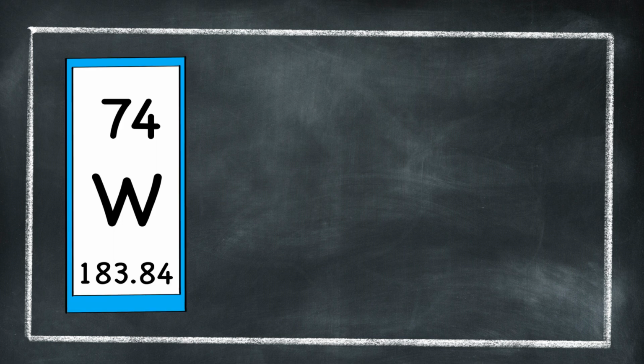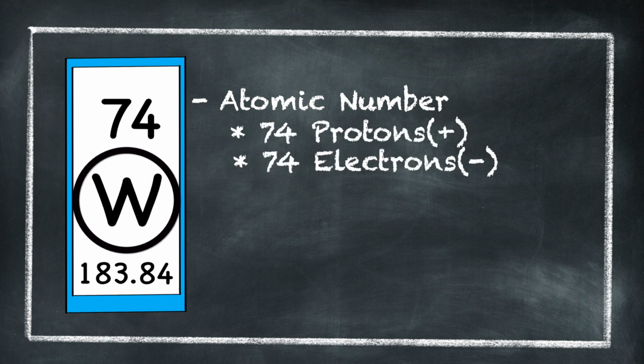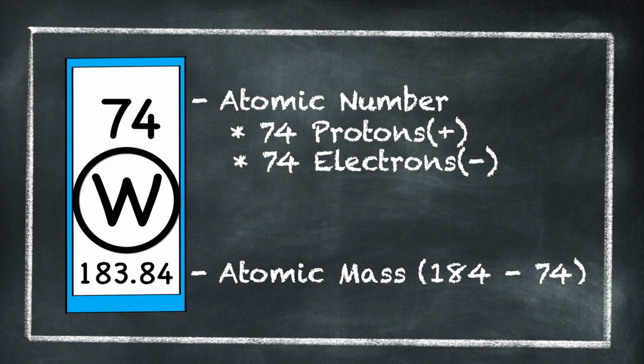Let's do tungsten. Tungsten's chemical symbol is W. It's number 74 on your periodic table, so the atomic number is 74. That means it has 74 protons. We're going to assume tungsten's neutral at this point, so it also has 74 electrons. Now, its atomic mass is 183.84 atomic mass units. If we round that to the nearest whole number, that's 184. In order to find the number of neutrons, we take our 184 atomic mass units, subtract our number of protons, which is 74, and we're going to get 110 neutrons.